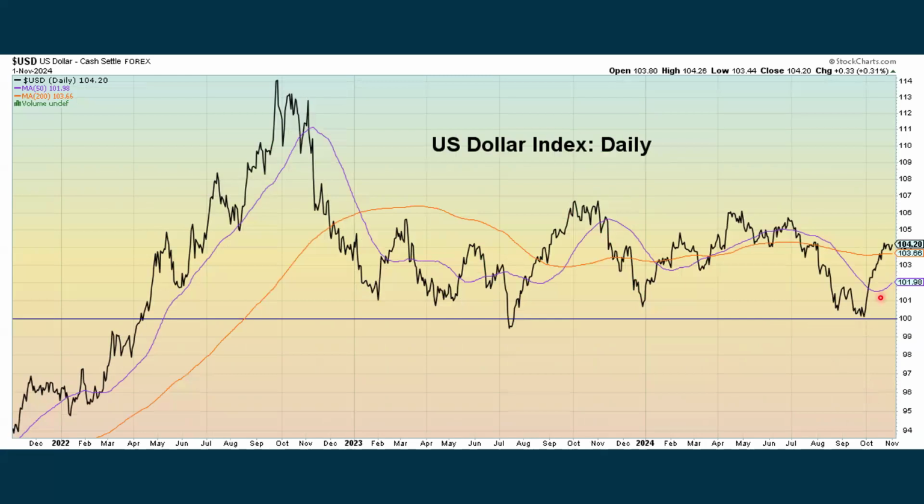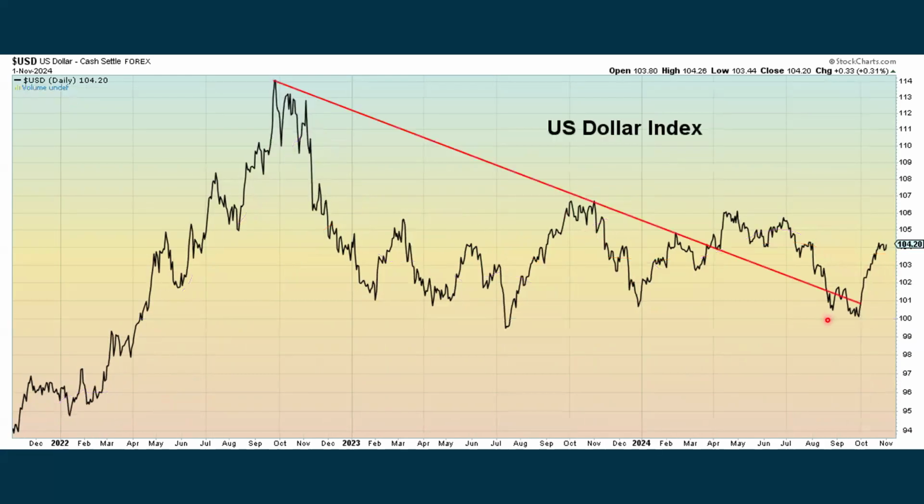And the dollar has been really strong lately, even though it's still in a downtrend looking at the daily chart. This also shows the breakout that the dollar has seen above this trend line.